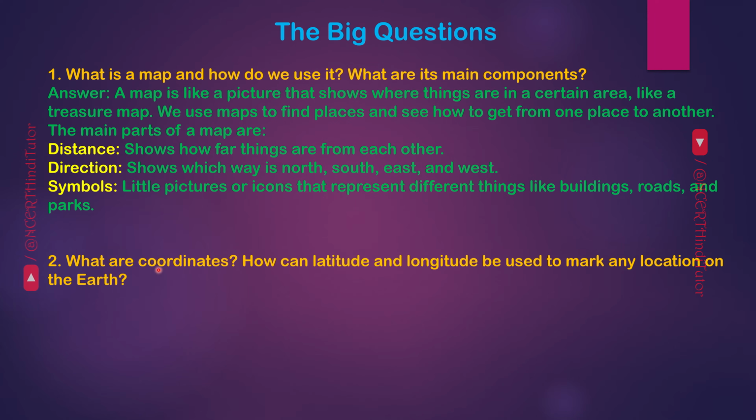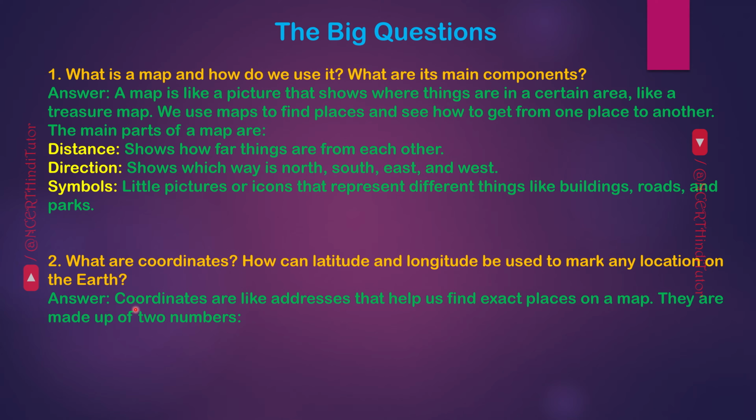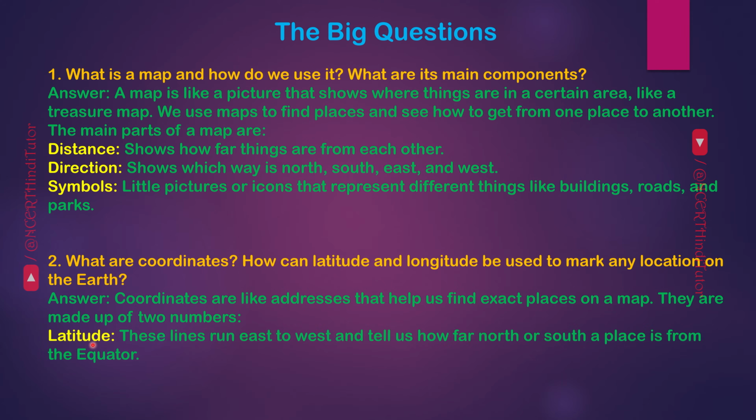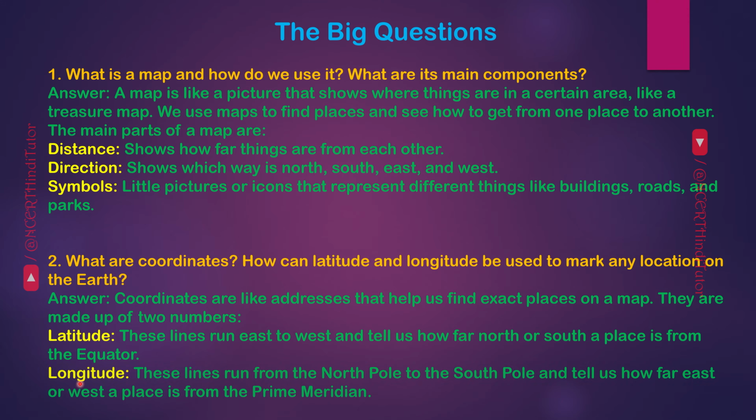Question 2: What are coordinates? How can latitude and longitude be used to mark any location on the earth? Answer: Coordinates are like addresses that help us find exact places on a map. They are made up of two numbers. First, latitude. These lines run east to west and tell us how far north or south a place is from the equator. Longitude. These lines run from the North Pole to the South Pole and tell us how far east or west a place is from the prime meridian.